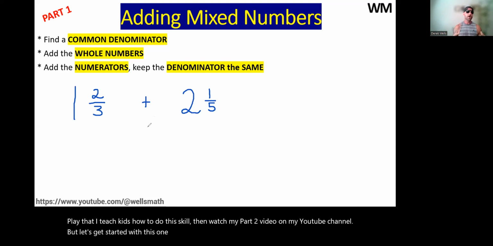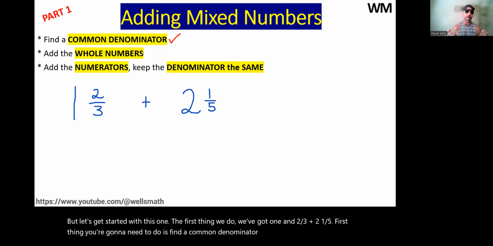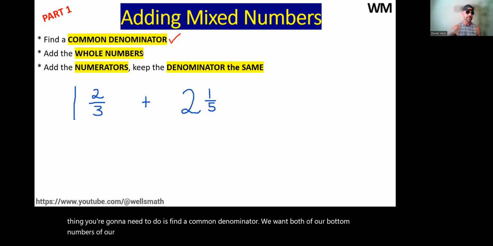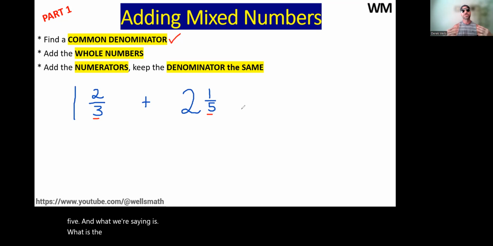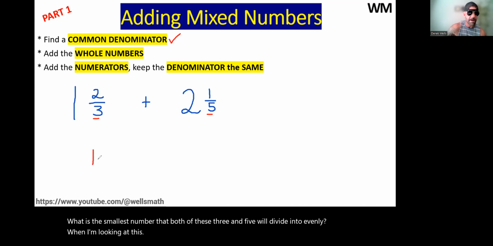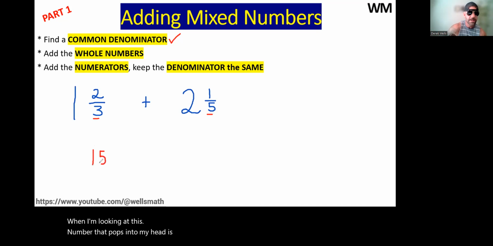The first thing we do, we've got 1 2/3 plus 2 1/5. First thing you're going to need to do is find a common denominator. We want both of our bottom numbers of our fraction to be the same number. So we're looking at the 3 and we're looking at the 5. And what we're saying is, what is the smallest number that both of these 3 and 5 will divide into evenly? Well, when I'm looking at this, the number that pops into my head is 15.